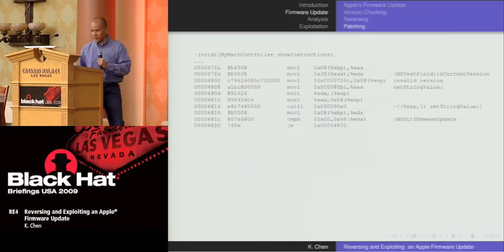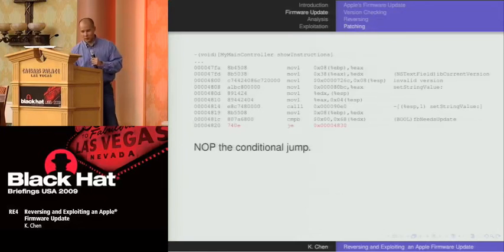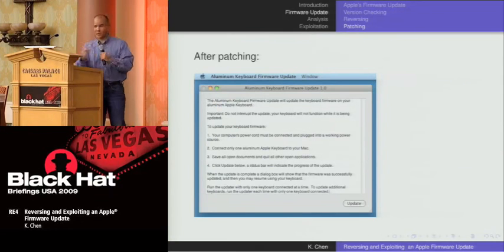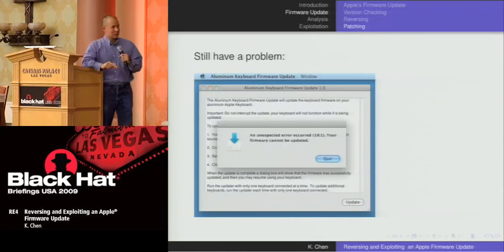Then we have this other thing, like the show instruction thing. We nop out that last conditional jump. If we do that, then the updating thing no longer does those checks. And this is the message that you would see if you had an unupdated keyboard and you plugged it in. So there's just one option, update. The only thing is, if you click that update button, it gives you an error. It says the firmware cannot be updated.